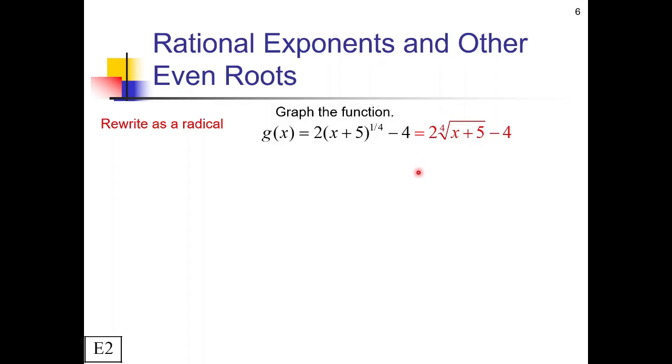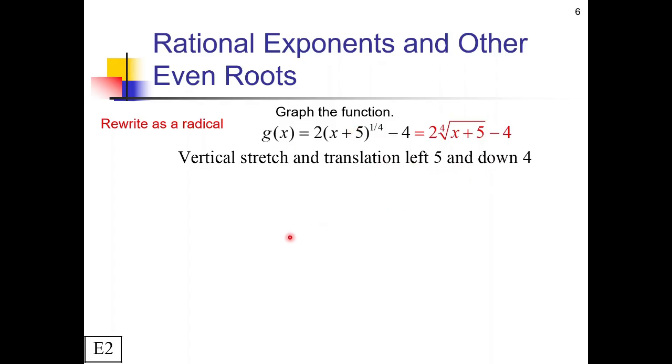So we've got a few things. We've got this 2 outside, which is going to give us a vertical stretch. And the plus 5 inside and a negative 4 outside means we're shifting left 5 and down 4. So vertical stretch and translation left 5 and down 4.